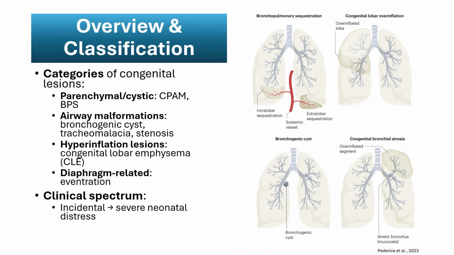The clinical spectrum ranges from incidental findings in asymptomatic infants to severe neonatal respiratory distress requiring immediate intervention. Understanding the type and location of these lesions is essential for predicting respiratory compromise, planning perinatal management, and coordinating postnatal interventions. Early recognition guides imaging, surgical planning, and monitoring for associated anomalies, ensuring that infants at risk receive timely, tailored care.